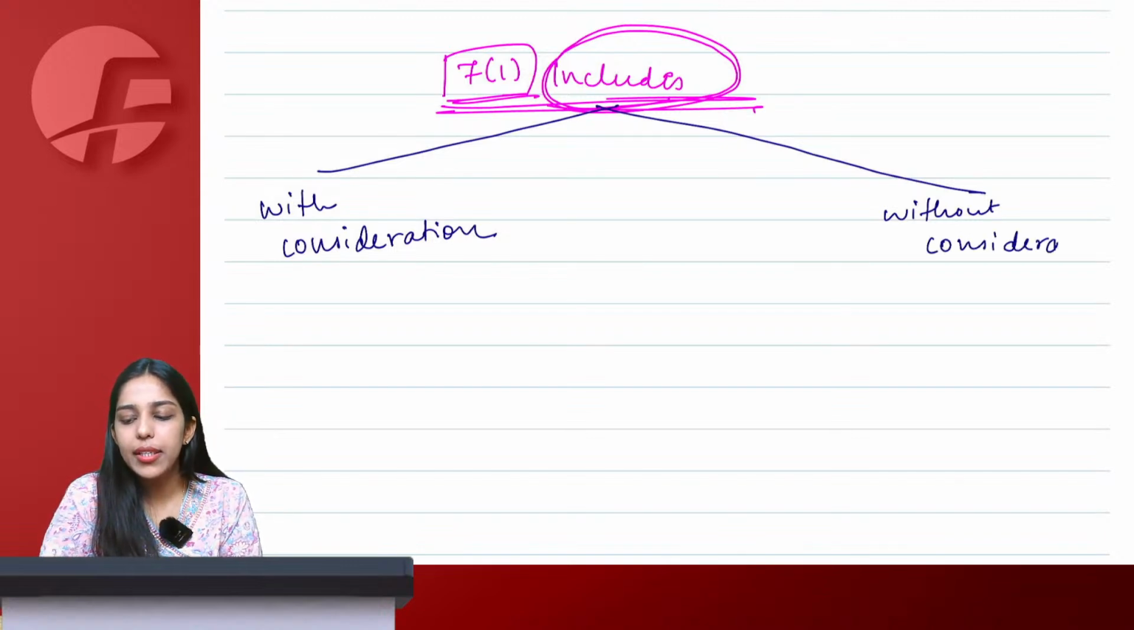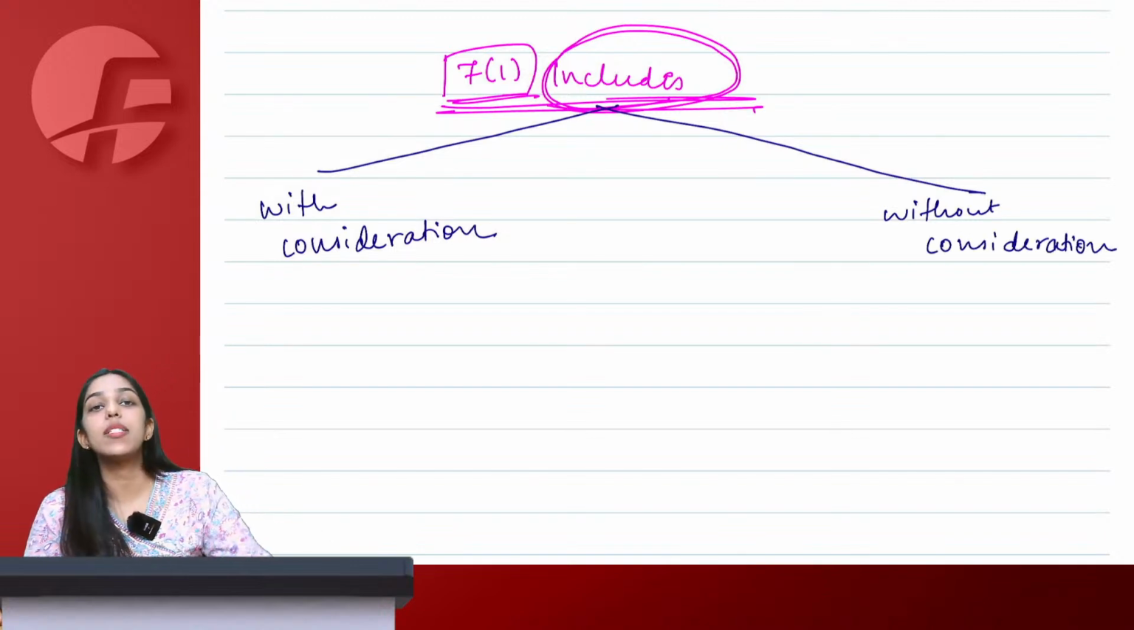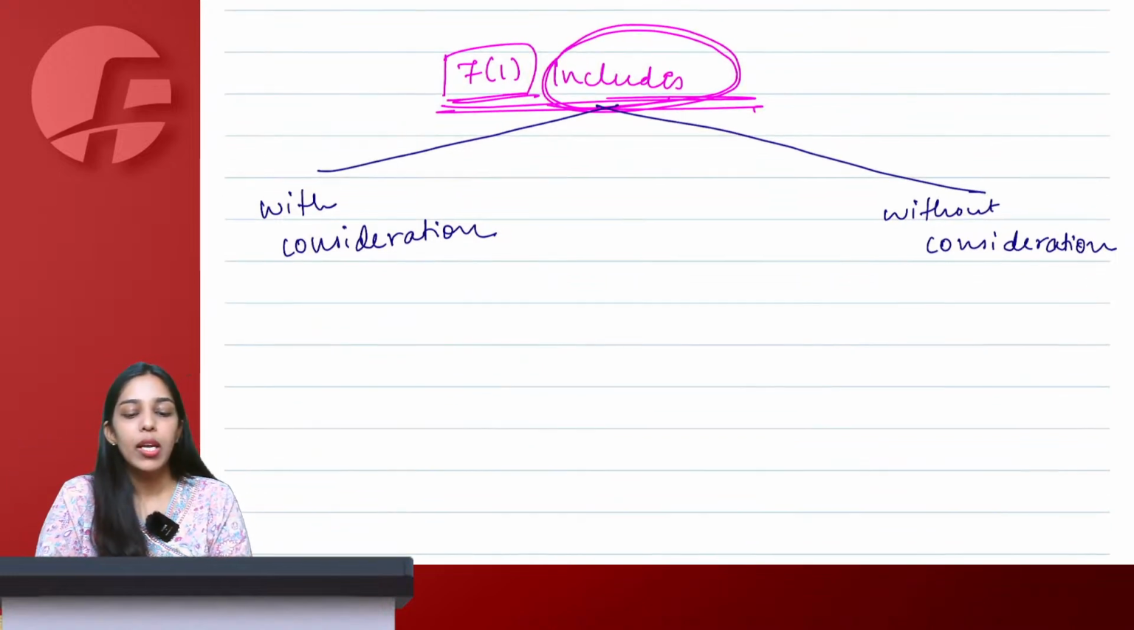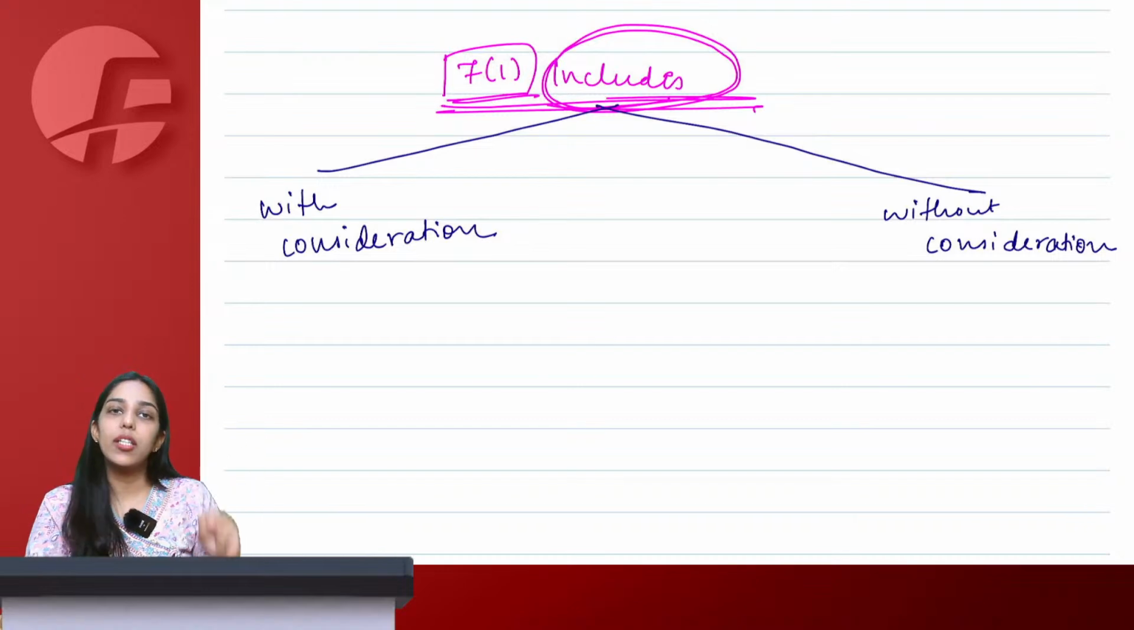No need to write anything. Everything is given in notes. Just pay attention here. Listen to me very attentively. Okay. Section 7.1 supply includes.